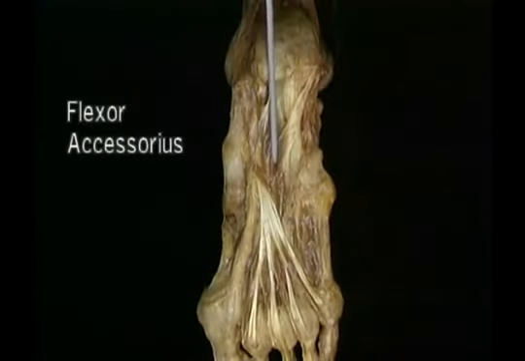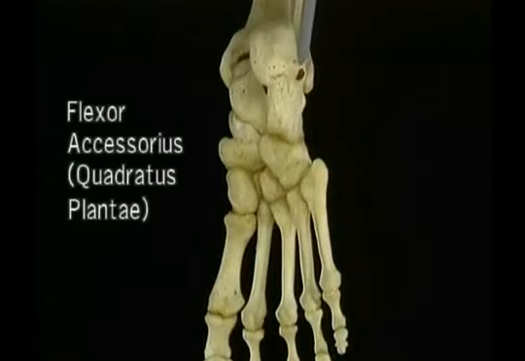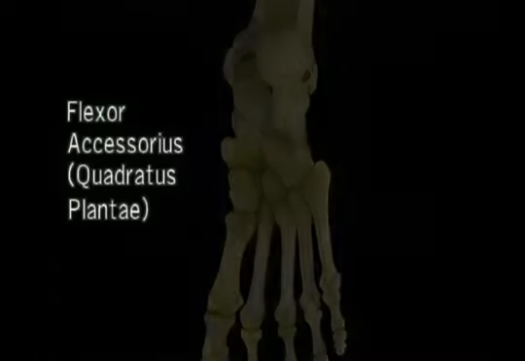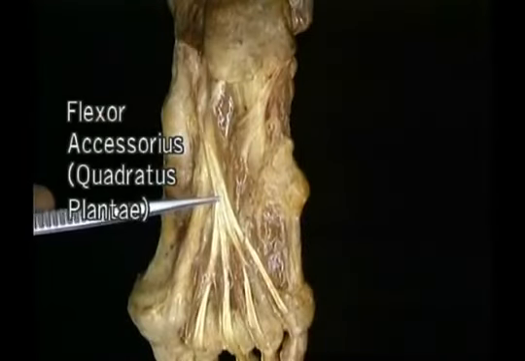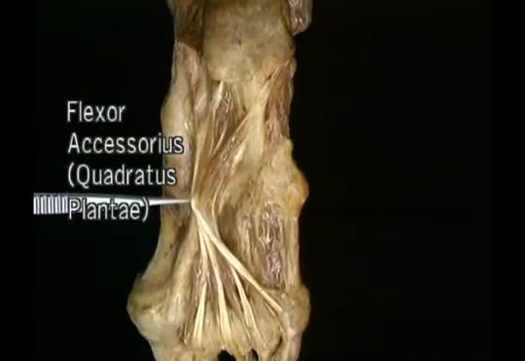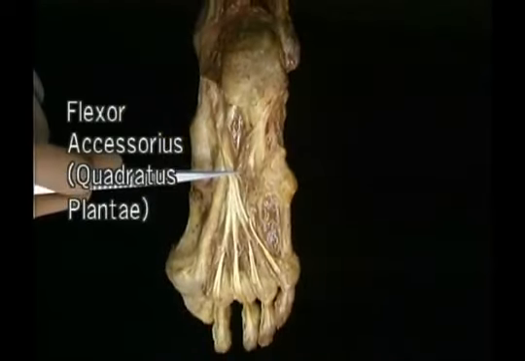Flexor accessorius, also called quadratus plantae, arises by 2 heads, from here and here on the calcaneus. Flexor accessorius inserts here into the deep aspect of the tendon of flexor digitorum longus. Flexor accessorius aids in flexing the toes.